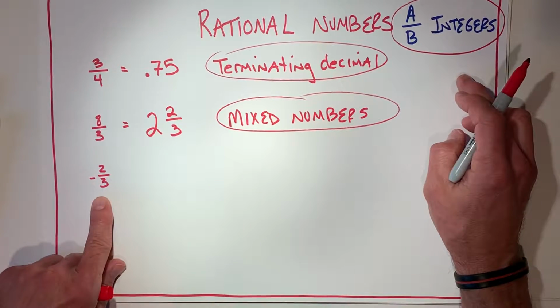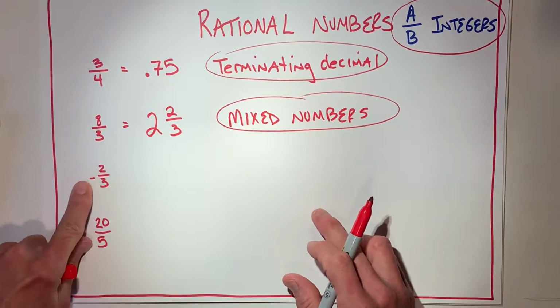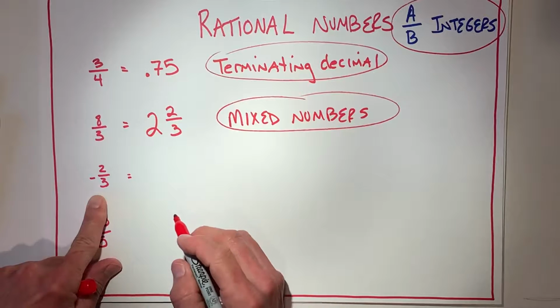Let's go to our next example. This is a normal, whatever normal means, proper fraction. It happens to be negative. That doesn't scare us. The only thing I can really do with this one is turn it into a decimal.